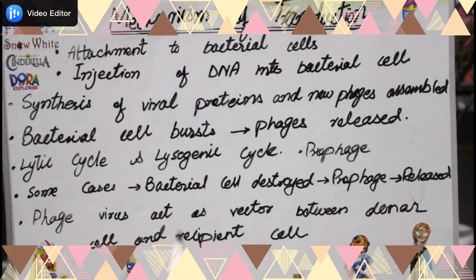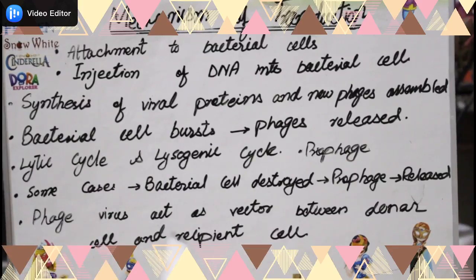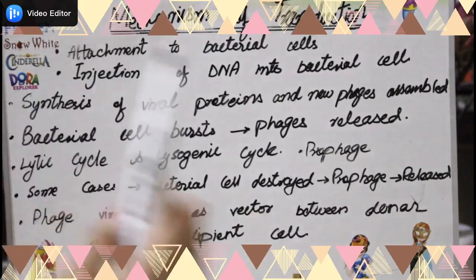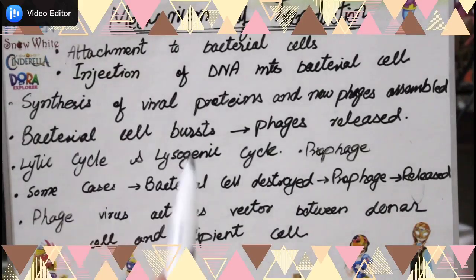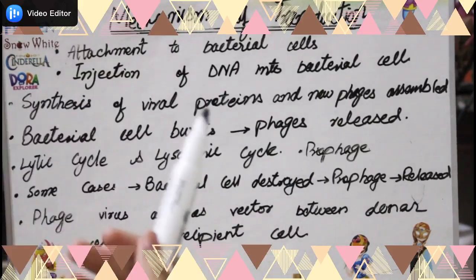In this way phages are produced, and then the new phages are assembled. The bacterial cell at the end bursts, the cell wall bursts, and the bacterial cell releases all of its phages. The newly assembled phages are released out of the cell, and in this way they are going to attack all other bacterial cells.